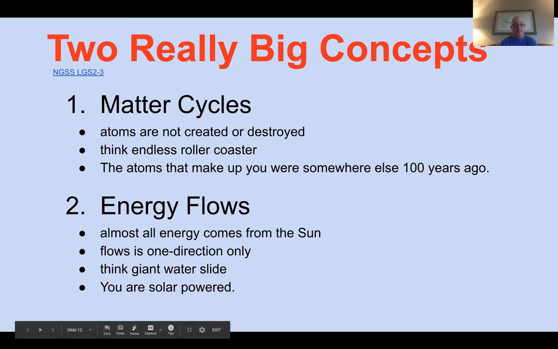Energy, on the other hand, moves in one direction. It doesn't cycle, it flows. And almost all energy comes from the sun. We've got to be kind of careful because some energy comes from nuclear chain reactions, which is really what's happening in the sun also. Energy flows in only one direction, which means, of course, that you're solar powered.